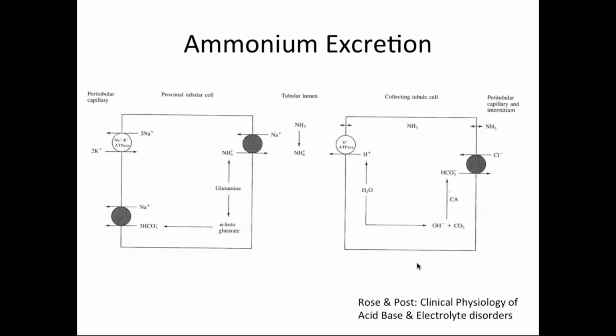So now let's look at ammonia, which is one of the things which can vary by the need of the body. Again, the proximal tubular cell is on the left and the collecting tubules on the right. The ammonia, or ammonium, is actually produced from glutamine, which will make ammonium and alpha ketoglutarate. The alpha ketoglutarate will then be degraded into bicarb, which will be reabsorbed, and the ammonia will be secreted into the tubular lumen.